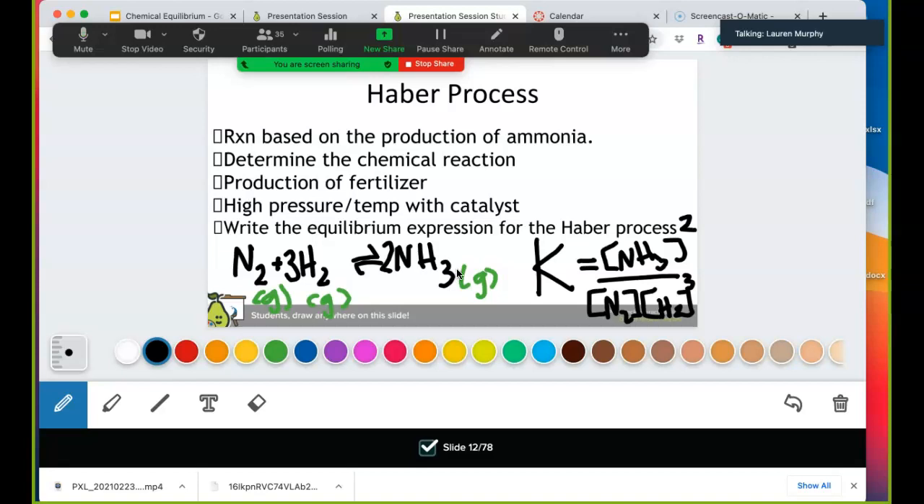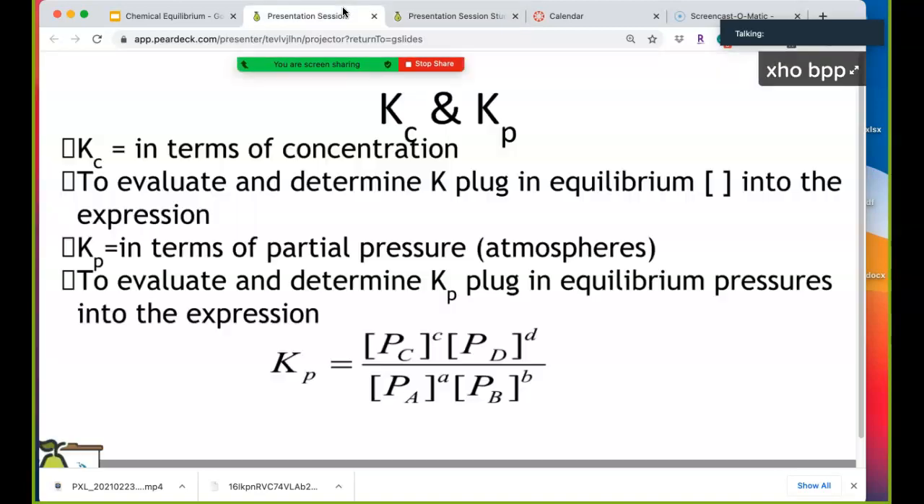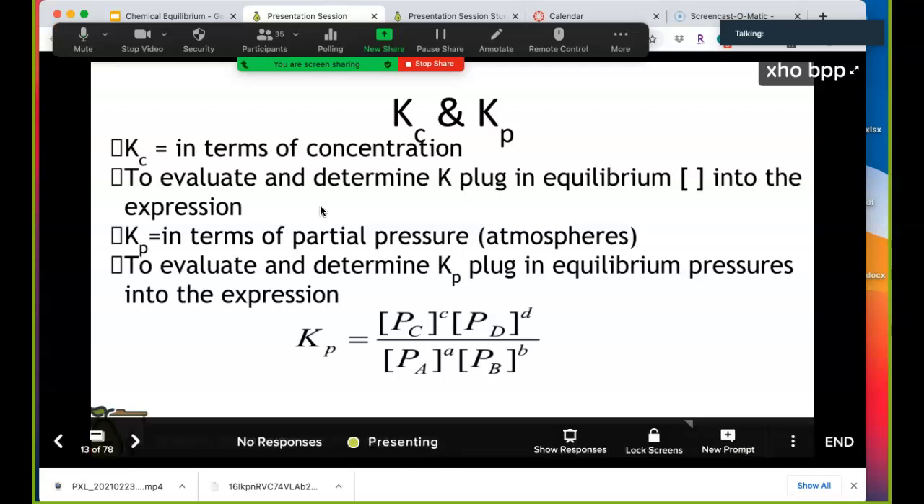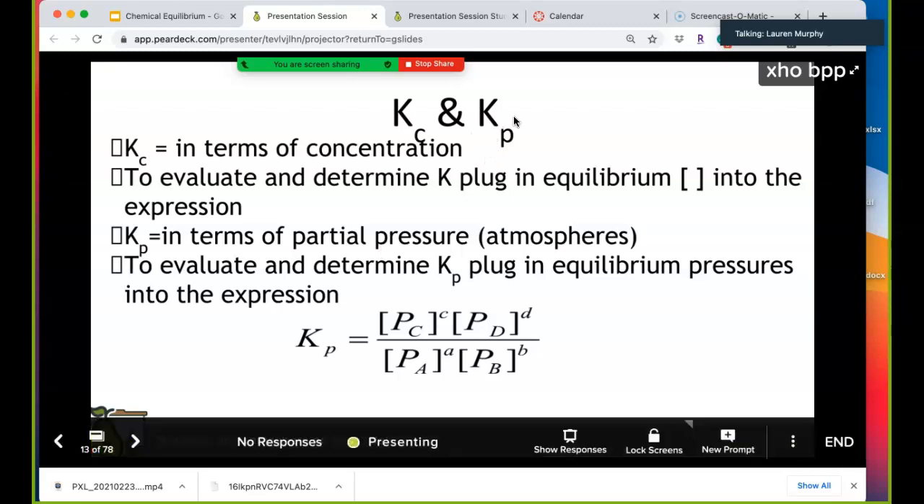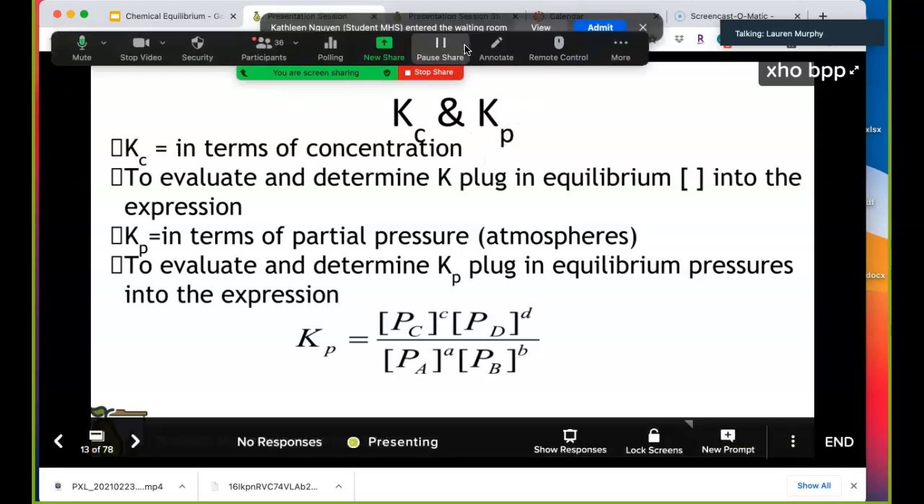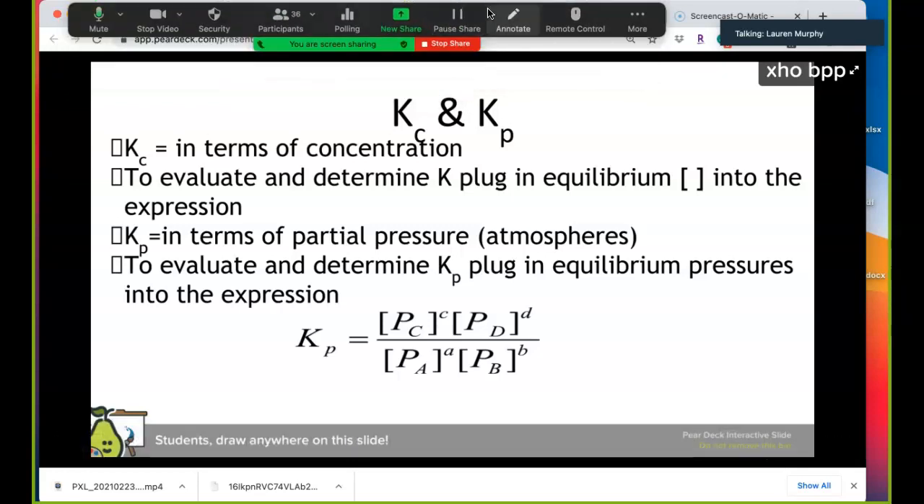Okay? So here's the equilibrium reaction right here. And here is the equilibrium expression. Sometimes instead of Kc, they'll use Kp. All the P stands for is pressure, meaning instead of concentrations, maybe you're plugging in pressures like atmospheres or something.